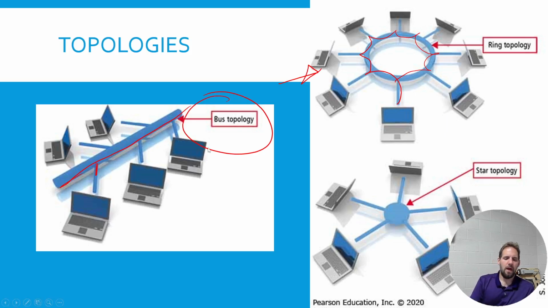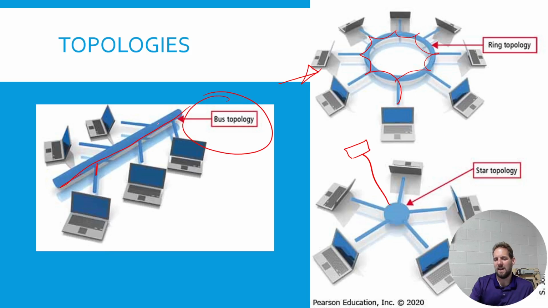And then our last one, and this is the one that is basically used today, which is our star topology. So all of our devices connect back to a central node, such as a switch or a wireless access point. And the big benefit to the star is we can add another device right here without affecting anything.